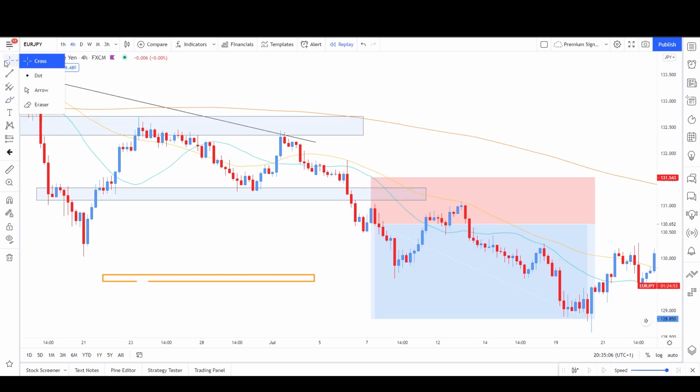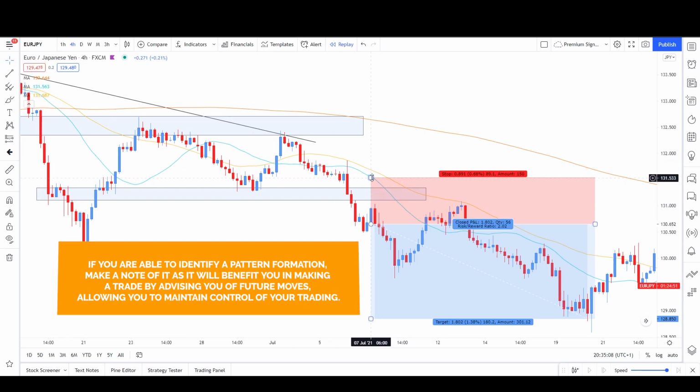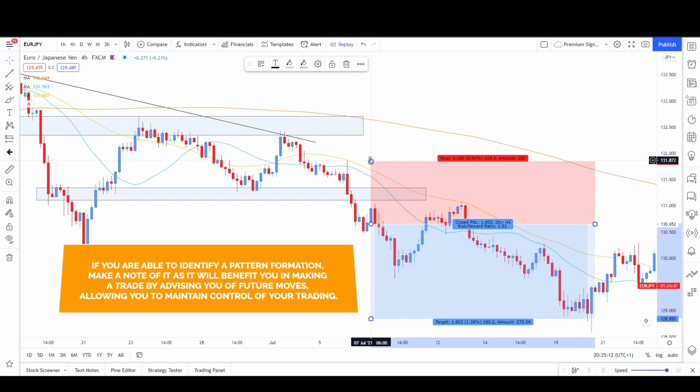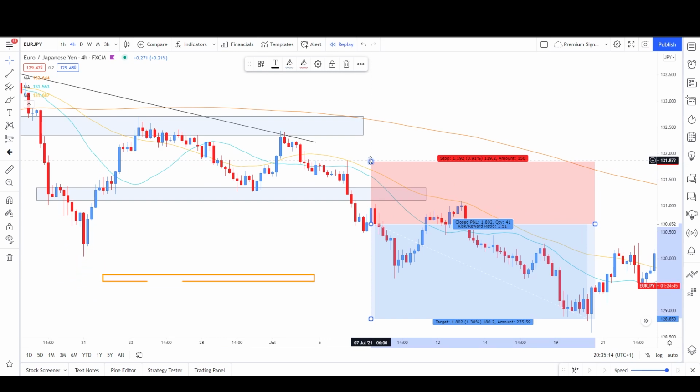In this scenario, you can definitely place your stop loss slightly above your moving averages or slightly above your recent horizontal area of sensitivity.